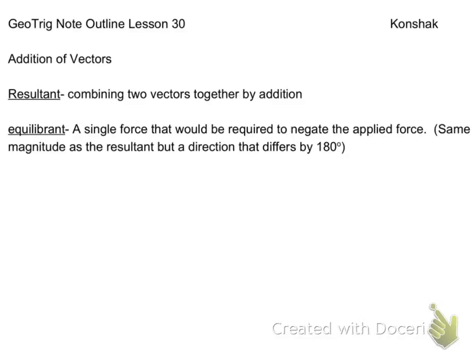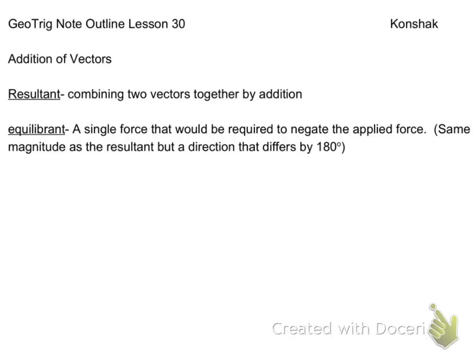So GeoTrig, this is lesson 30. We're going to talk about adding vectors, and vectors, guys, are just polar form and rectangular form. So you guys have seen this before. And so what we're going to have to do is switch from one form to the other and back. So I'm hoping that this actually goes a little bit easier, a little bit quicker for you, because we've been dealing with sine, cosine, and tangents and working with that a little bit more.